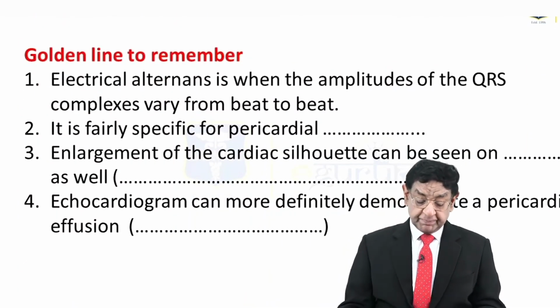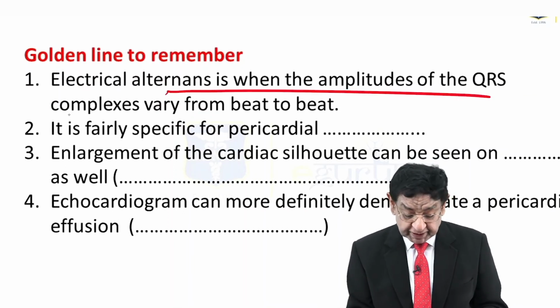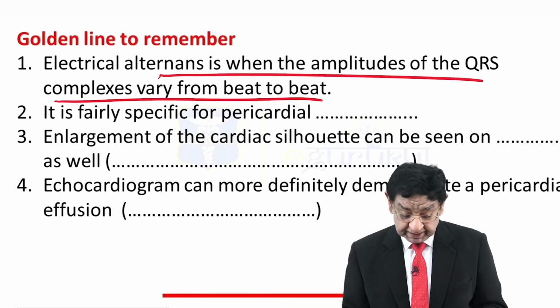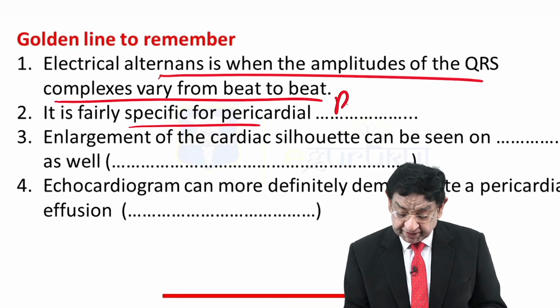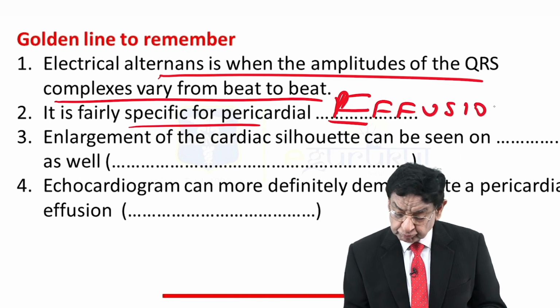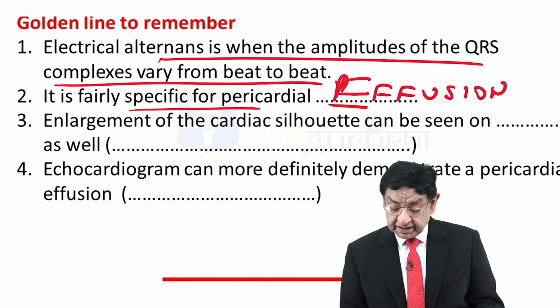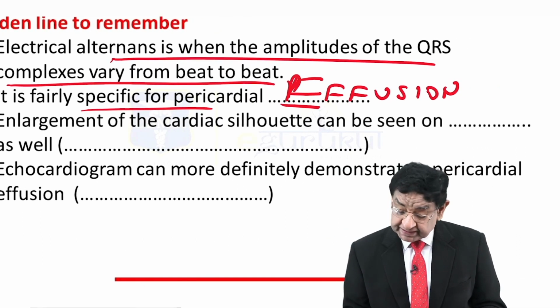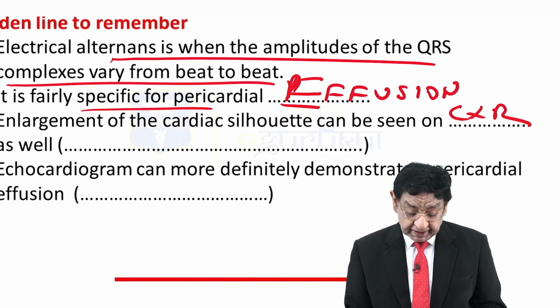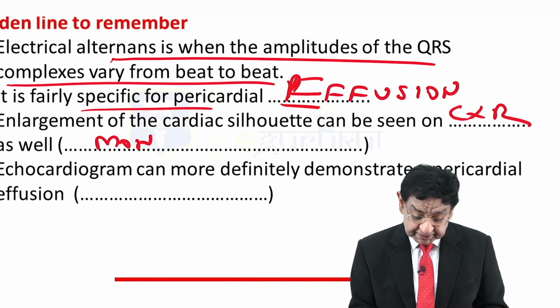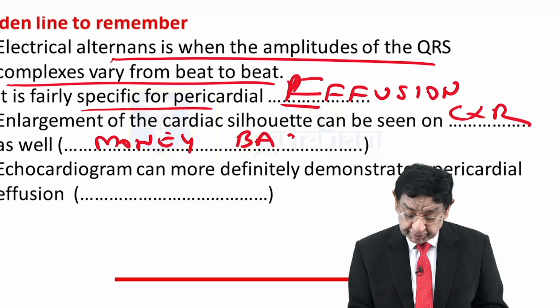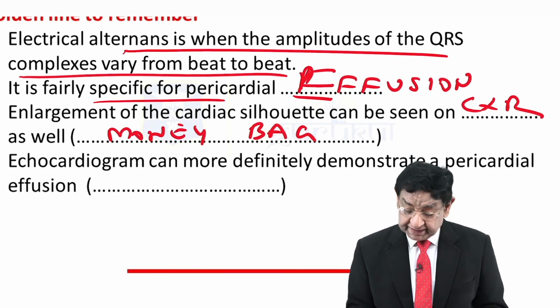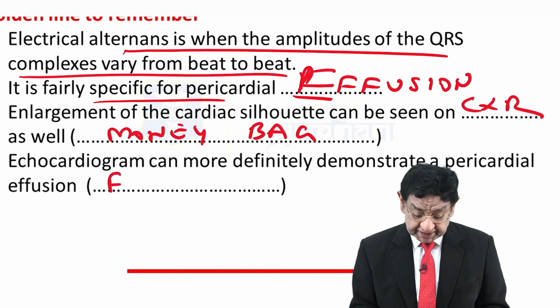Well, golden line to remember: electrical alternans is when the amplitude of the QRS complex varies from beat to beat. It is fairly specific for pericardial effusion. Enlargement of cardiac shadow can be seen in pericardial effusion. This we can see in chest X-ray. Okay, and classically what we get is the money bag appearance, which I have shown you the picture of also. And in echocardiography, we can really confirm, and what we get is an echo-free area.